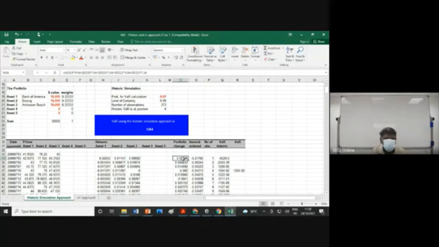Then go to the portfolio return. So what is the portfolio return? Portfolio return is individual return multiplied by the weight. So this multiplied by 0.33 plus this multiplied by 0.33 plus this multiplied by 0.33. So this is the portfolio return on the first day.